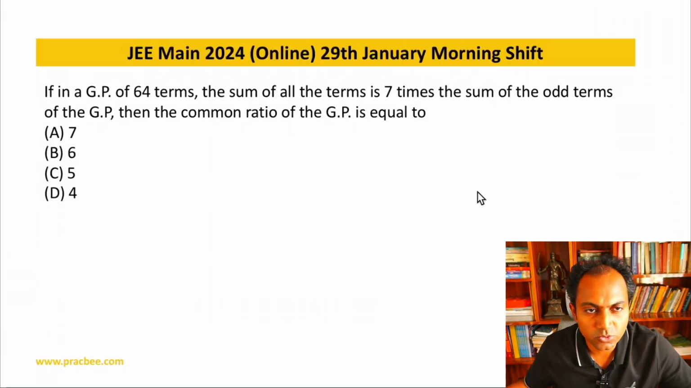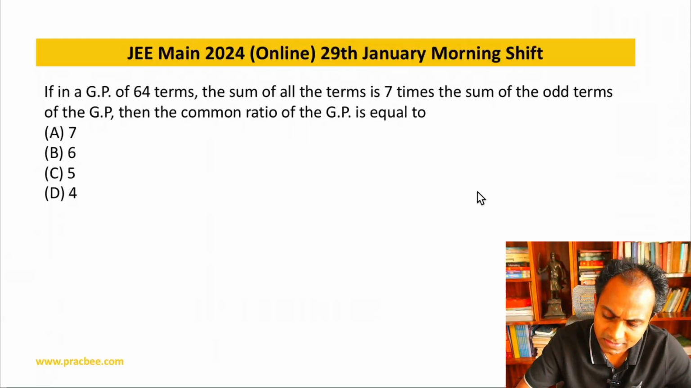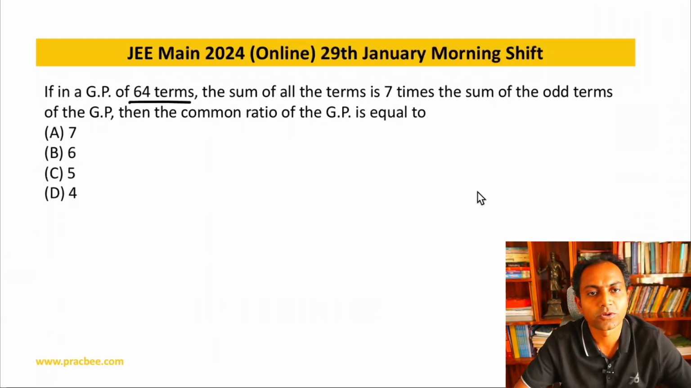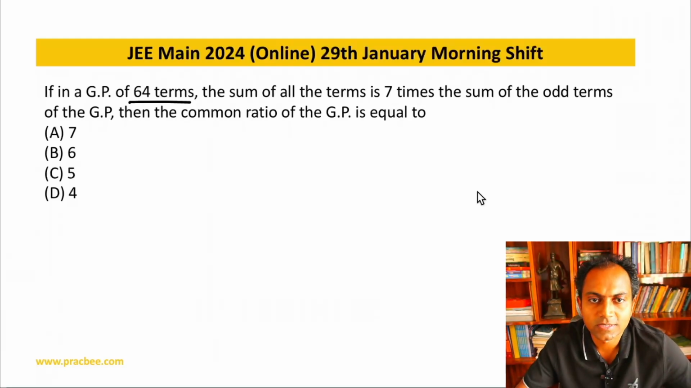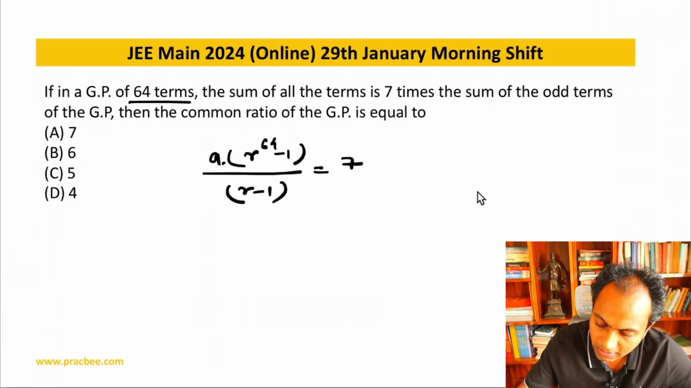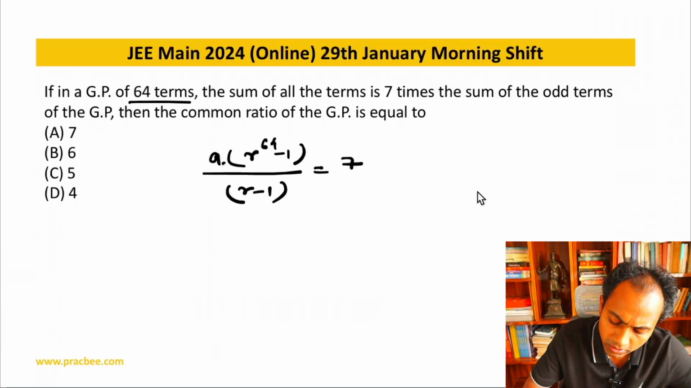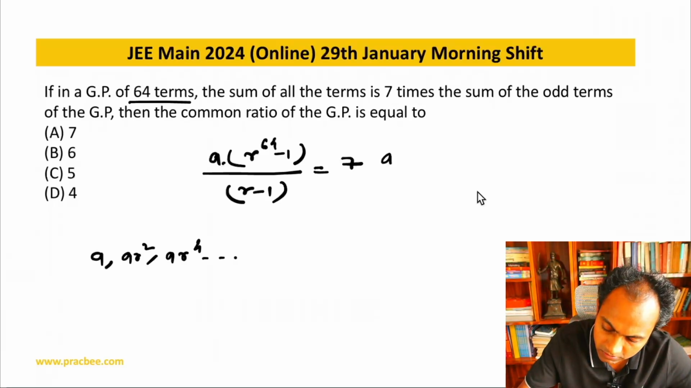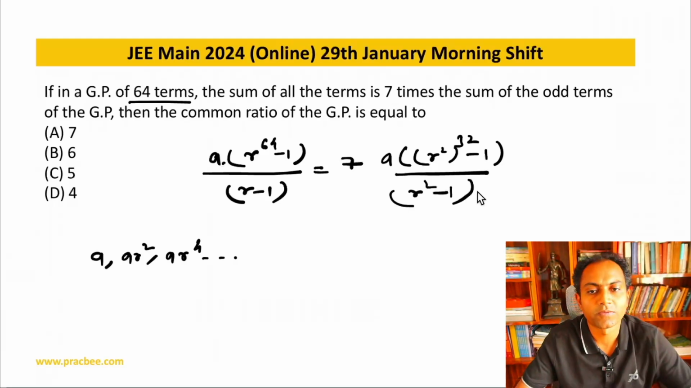If I talk about this next question, it is again an extremely simple question. The question says that there are 64 terms in a geometric progression. What we need to do is take the sum of all the terms. The sum of all the terms will become a into r raised to the power 64 minus 1 by r minus 1. It is equal to 7 times the sum of odd terms. Now if you look into the odd terms, it is a, then ar square, then ar raised to the power 4, and so on. First term will remain a, but the common ratio becomes r square. There will be 32 such terms, divided by r square minus 1. This is what we will end up with.